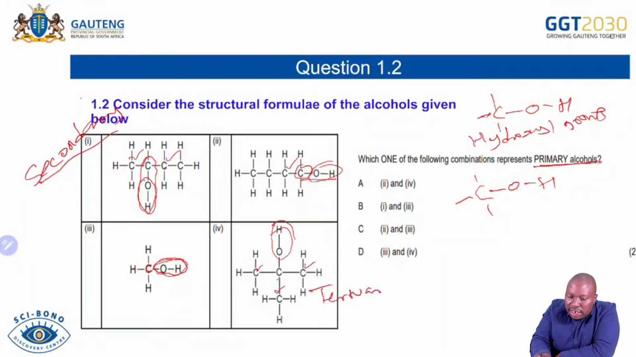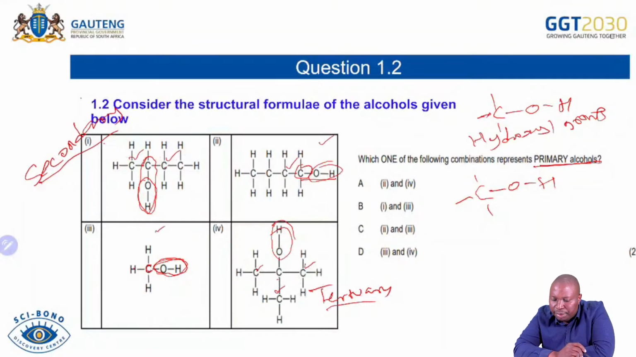So you can see that Roman figure 1 is secondary and Roman figure 4 is a tertiary alcohol. So those two options are out. We are only left with Roman figure 2, which is a primary alcohol, and Roman figure 3, which is a primary alcohol. So it's options 2 and 3. Options 2 and 3 become our correct options. Then you are able to choose your answer and you are sure that you got it correct.